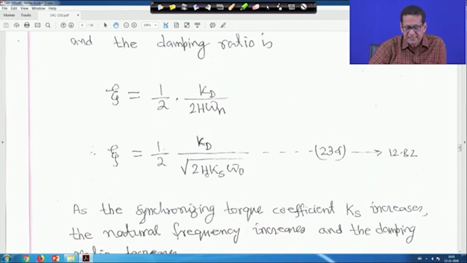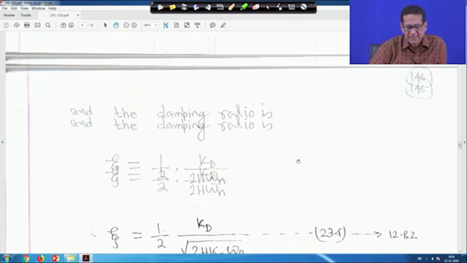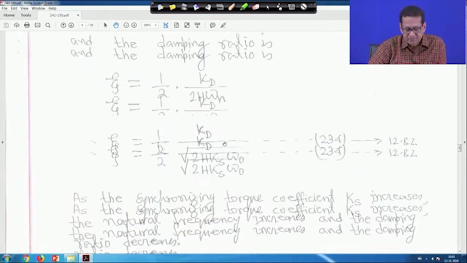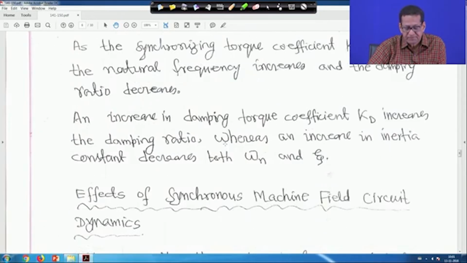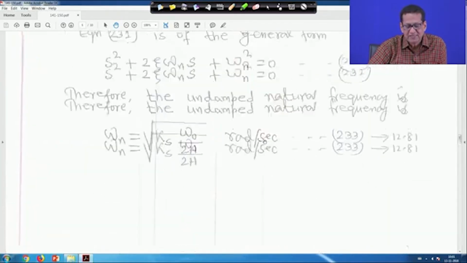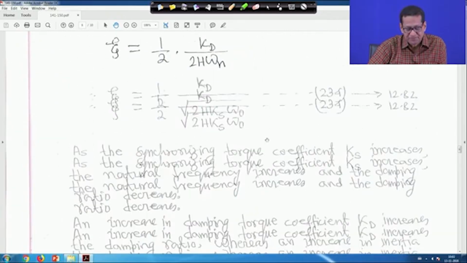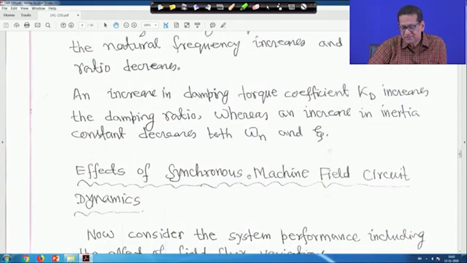H is in the denominator, so if H increases, xi will decrease. Similarly, in root over Ks omega 0 upon 2H, H is in the denominator, so if H increases, the natural frequency will decrease. Next, I think this block diagram is understandable to you; later we will take some problems. Next is the effect of the synchronous machine's field circuit dynamics.